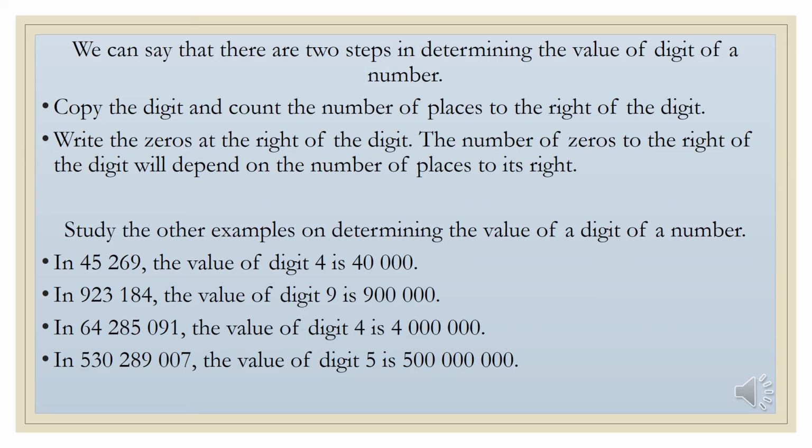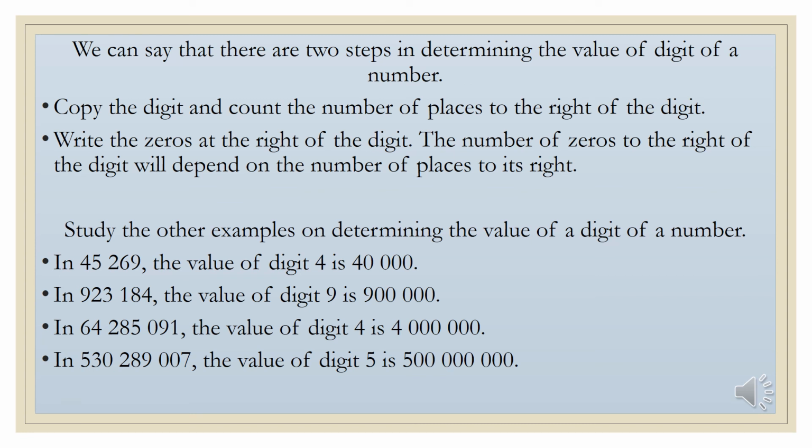We can say that there are two steps in determining the value of a digit of a number. Copy the digit and count the number of places to the right of the digit. Write the zeros at the right of the digit. The number of zeros to the right of the digit will depend on the number of places to its right. Study the other examples on determining the value of a digit of a number.